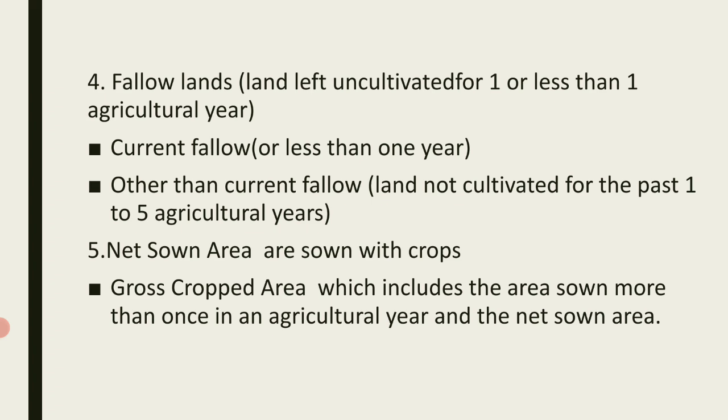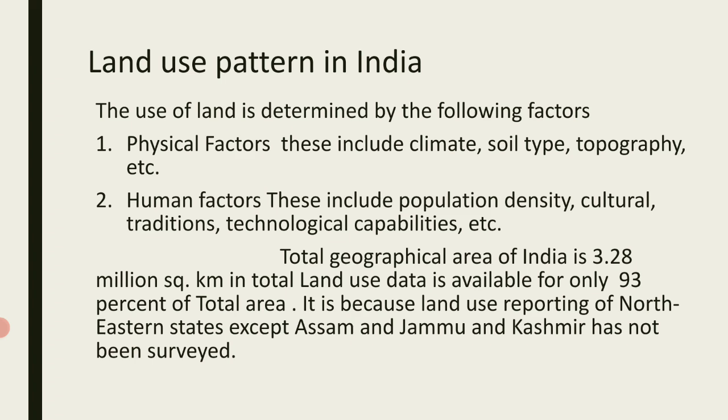Next point is current fallow, or less than 1 year. The land which is left uncultivated for less than 1 year is known as current fallow. Other than current fallow, land not cultivated for the past 1 to 5 agricultural years. Then net sown area, which is area sown with crops. Gross crop area includes the area sown more than once in an agricultural year, and the net sown area. And here we are going to discuss land use pattern in India, how the land is getting used.